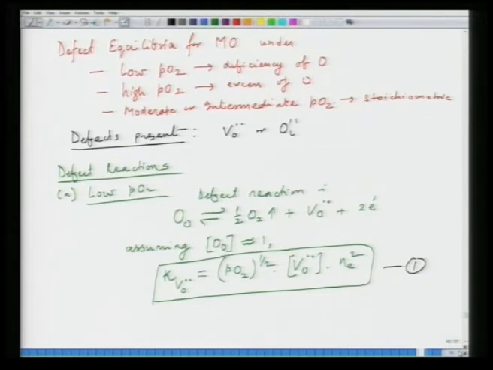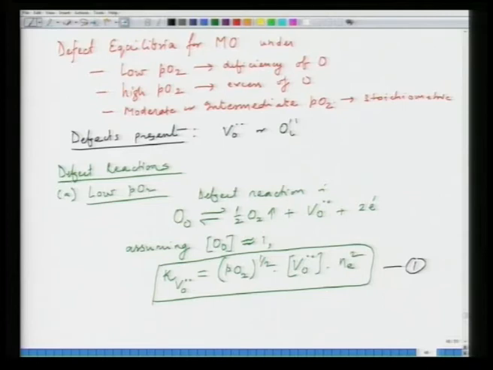There are three conditions which we are considering. One is low partial pressure of oxygen, which means you have deficiency of oxygen. Another is high partial pressure of oxygen, which means excess of oxygen, and then you have moderate or intermediate oxygen partial pressures when oxide happens to be stoichiometric. And the defects which are present under these conditions are either oxygen vacancies or oxygen interstitials. The type of defects that are present will depend upon things like what is the crystal structure of materials, etc., and what sort of stoichiometric defect does the material prefer.